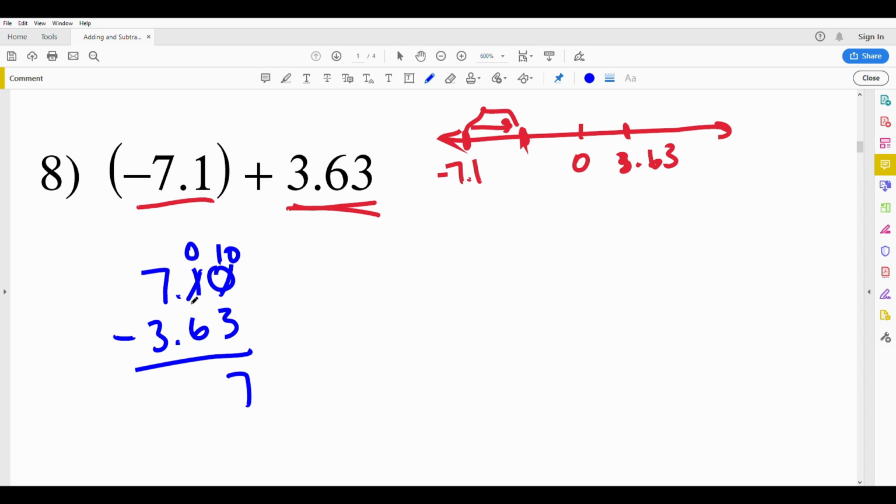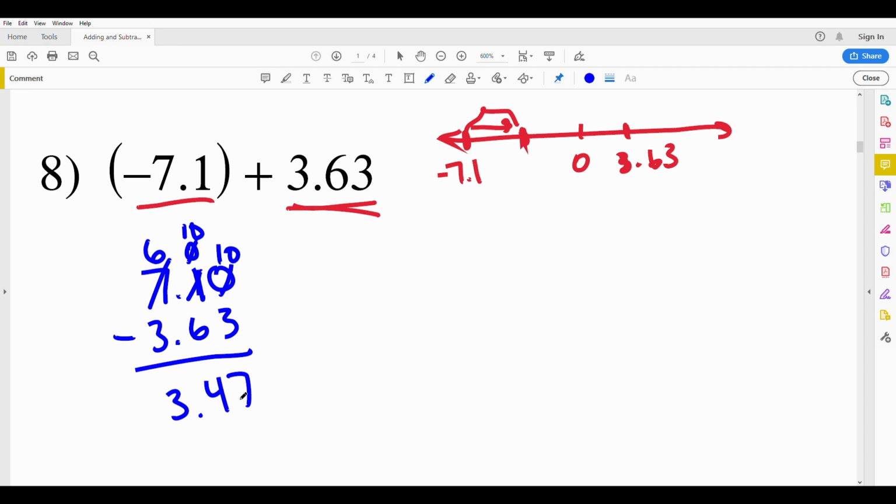Now I can't take 6 away from 0, so I'll borrow from my ones place. My ones place, borrowing, will now become a 6, and this 0, if I'm keeping it equivalent to the thing I borrowed from, I need that to equal 1. But as far as tenths go, I need 10 tenths in order to equal one whole number. So now I'll have 10 minus 6, which is 4. And then 6 minus 3, I can do, that's 3. Now what I did is I took a positive 7.1 and subtracted a 3.63, which is the opposite of what is asked of me or what's required.